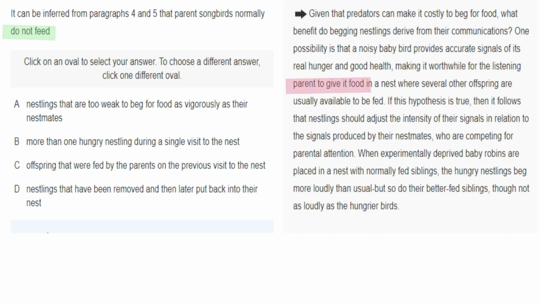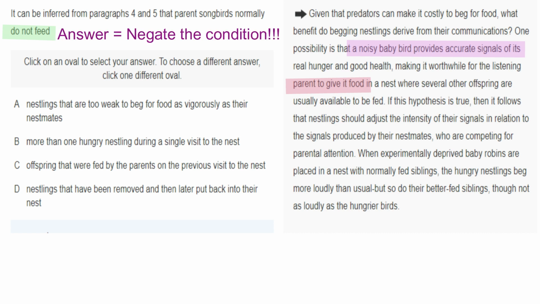It says, one possibility is that a noisy baby bird provides accurate signals of its real hunger and good health, making it worthwhile for the listening parent to give it food in a nest where several other offspring are usually available to be fed. How should we answer this question? Again, we use the same tip: flip it. That is, find the conditional clause and negate that conditional clause.